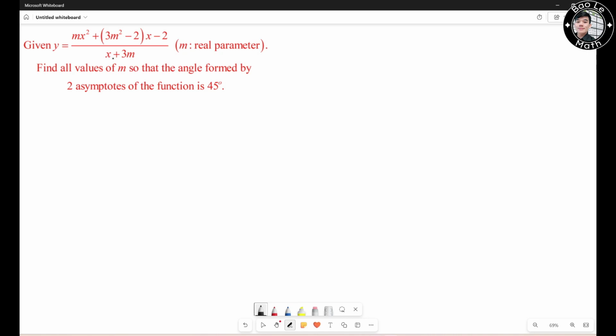So we have a slant asymptote. And the bottom right here gives the vertical asymptote if we let the bottom equal 0. Alright, so first I have the vertical asymptote. It's going to be x plus 3m equal to 0. So I solve for x, so it can be x equal to negative 3m.